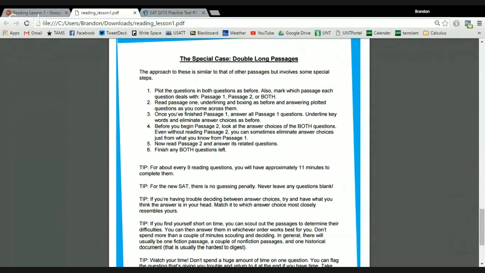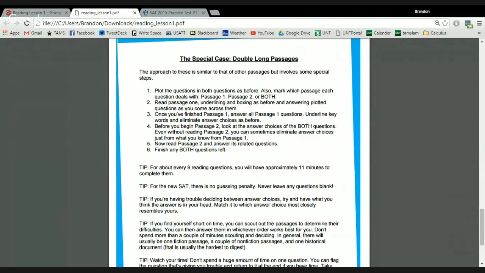Okay, so here we are. We have two different passages. This is the double passage, and scroll down, and I'll show you how to plot your questions and show how it's passage 1 and 2 or both. This question is specifically for passage 1. So you'd mark a 1 here, and you'd also want to plot the lines 1 through 17 inside the passage, like we always did for a single passage.